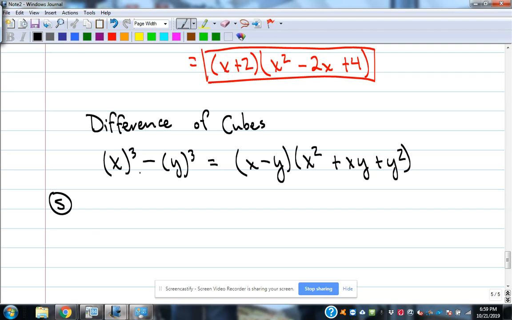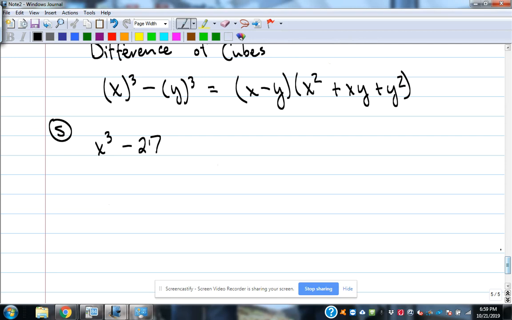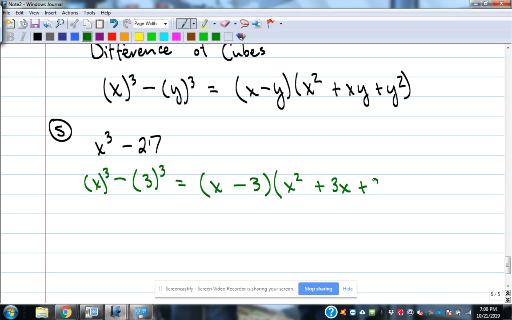So let's take a different cubic number. Let's say something like x cubed minus 27. 27 is 3 to the third power, so I know that that's a difference of cubes. So I've got a short factor, x minus 3. The long factor is x squared plus 3x plus 3 squared.